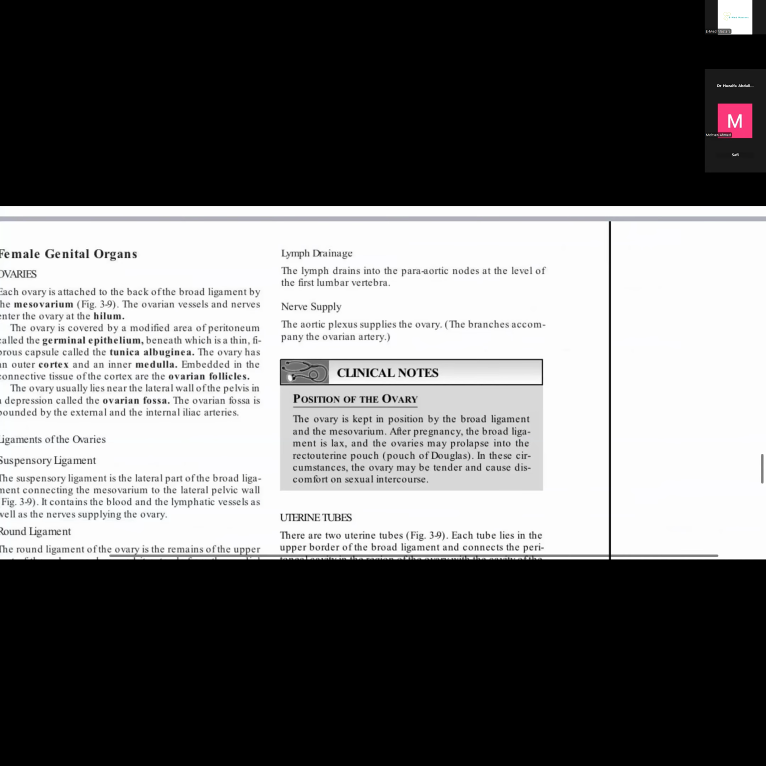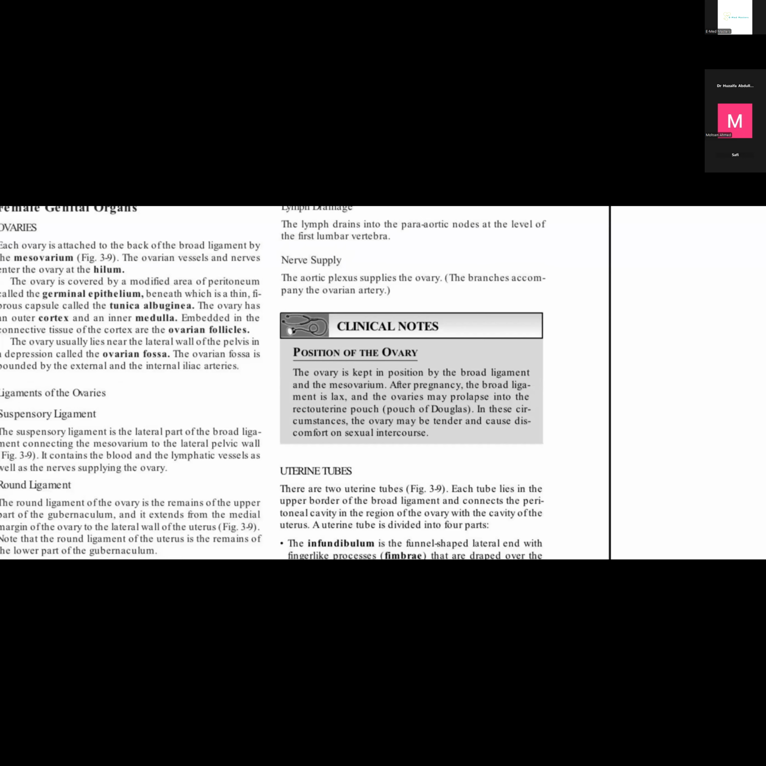Lymphatic drainage, as I told you, is the same as that of the arterial supply. So lymph drains into the para-aortic lymph nodes at the level of the first lumbar vertebra. And the nerve supply is through the aortic plexus.